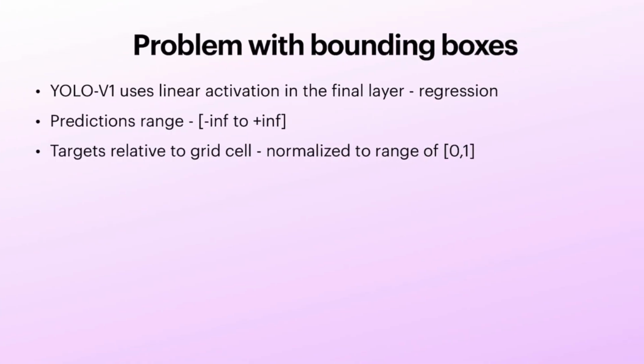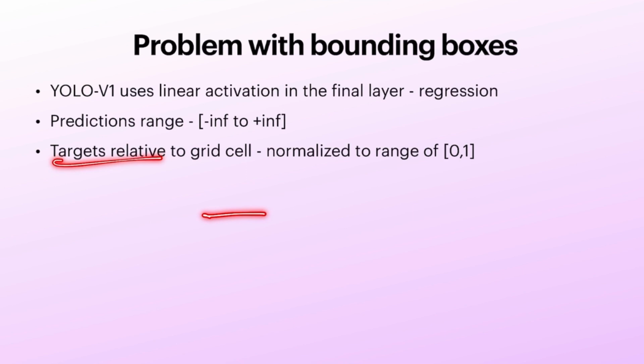Now there is one more problem. In YOLO-V1, we did not use any kind of softmax or sigmoid activation functions because everything is a regression problem. So we are using only linear activation. In the intermediate layers, we use ReLU activation, leaky ReLU. So linear activation will not restrict the values. So the values can range from -infinity to +infinity.